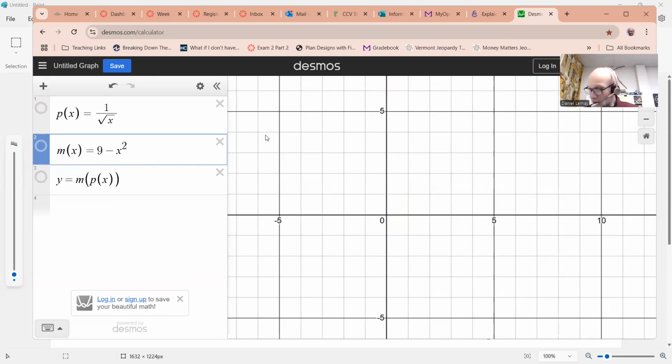If we do the division, what was it? It was p over m. So if I do 1 over the square root of x over 9 minus x squared, again, this bottom factors to 3 minus x and 3 plus x because it's a difference of two squares. So x can't be 0, right? Actually, x has to be bigger than 0.